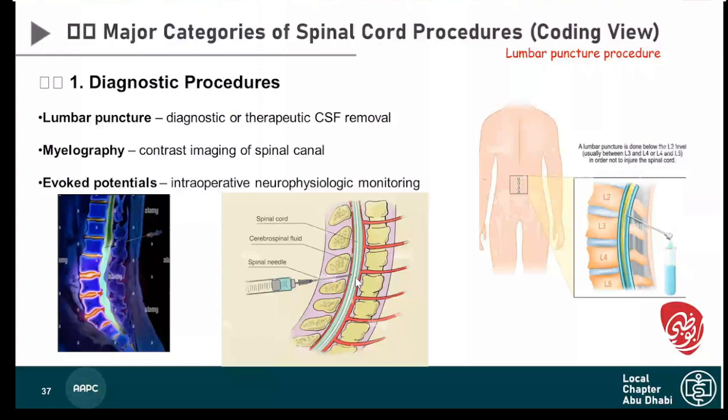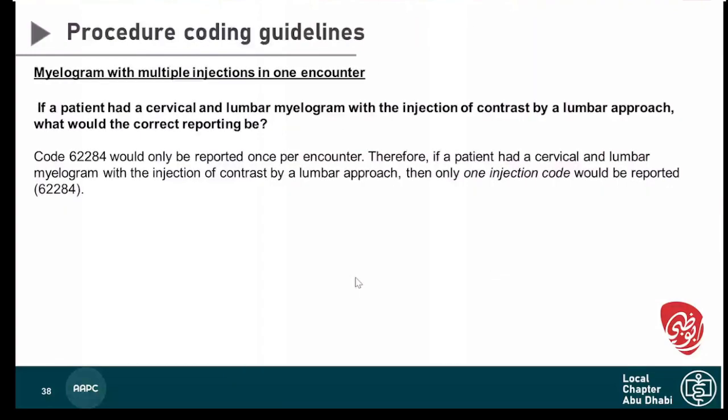So we have one CPT Assistant for myelogram. That is, if a patient is admitted for myelography, and in the same encounter the physician performs a cervical myelogram and a lumbar myelogram, we have to report the CPT code once only. That is the CPT code for once per encounter, once only. This is that CPT Assistant. The CPT code for myelography is 62284.